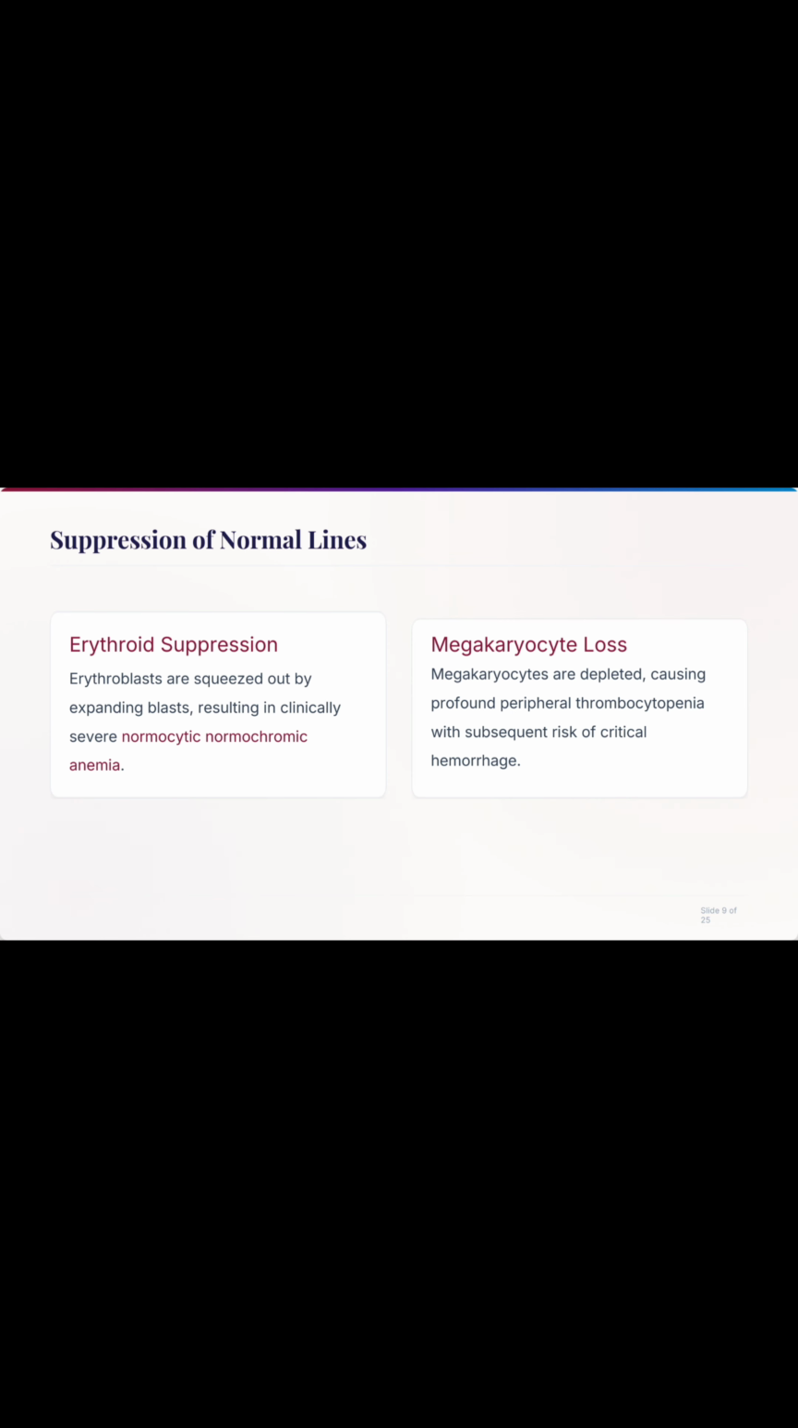Suppression of normal lines: there is erythroid suppression and megakaryocyte loss. Erythroid suppression: erythroblasts are squeezed out by expanding blasts, resulting in clinically severe normocytic normochromic anemia. We can see anemia, that is normocytic normochromic, in the AML. Megakaryocyte loss: megakaryocytes are depleted, causing profound peripheral thrombocytopenia with subsequent risk of critical hemorrhage.